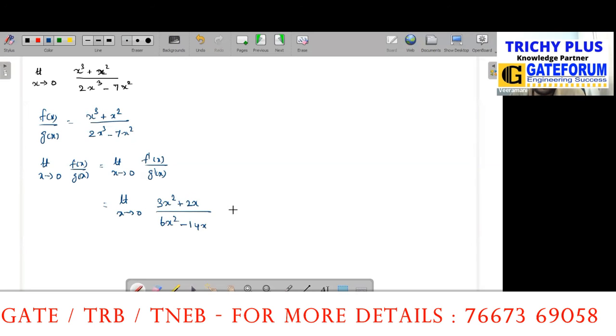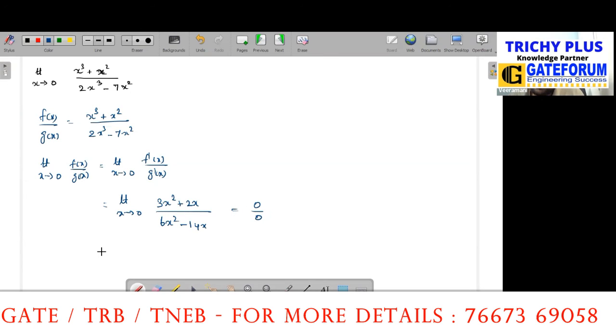If you substitute x is equal to 0, what will you get? You'll be getting 3 into 0 plus 2 into 0, which is 0, and 6 into 0 minus 14 into 0. Again you will be getting 0 by 0. Most of us are getting minus 1 by 7. I hope that minus 0.1428 is the value of minus 1 by 7, right? Fine. So again it is giving 0 by 0.